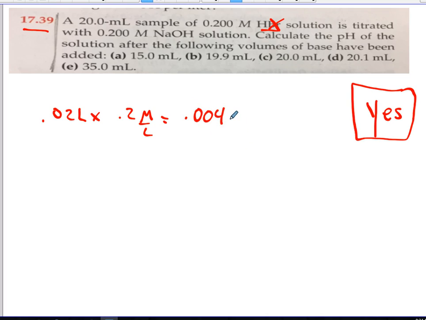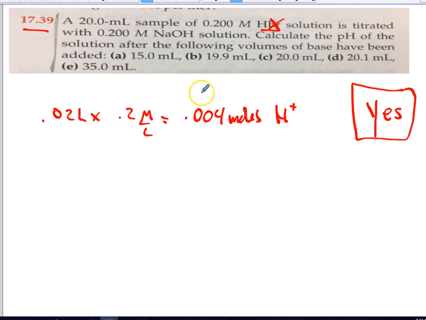All right, 0.004 moles of H plus. Now we're going to use this number every single time, because for A, B, C, D, and E we're not saying, okay, we added 15, now we're going to add 19.9 to that. We're just saying to the original. Okay, so here we go.